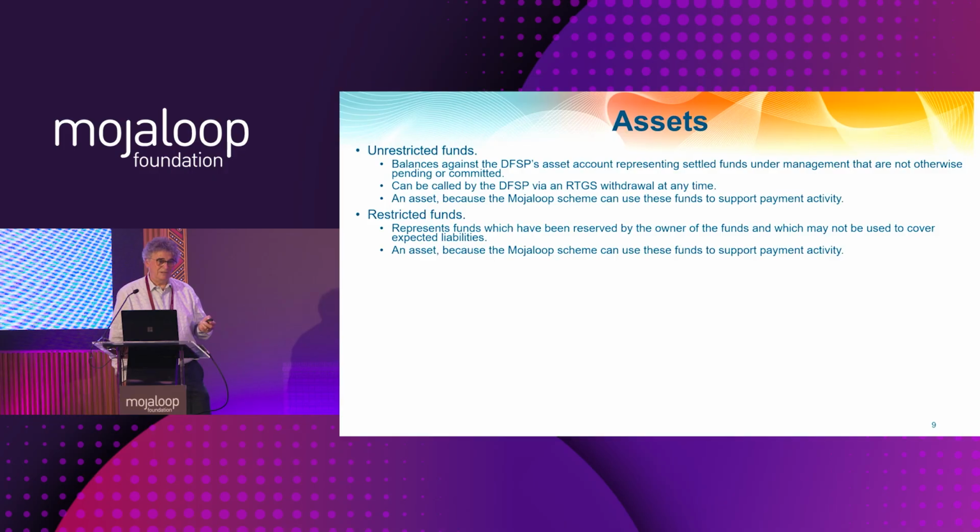Second, we've got restricted funds, and these are the funds, remember we were talking about the net debit cap? Funds that are not available because the DFSP has said, I know they've got them in the deposit, but you're not allowed to use them, are put in the restricted funds account. Again, it's an asset because in principle, the Mojaloop scheme could use them. And one of the things that you can do, for instance, is you can move restricted funds into unrestricted funds if you're a DFSP.